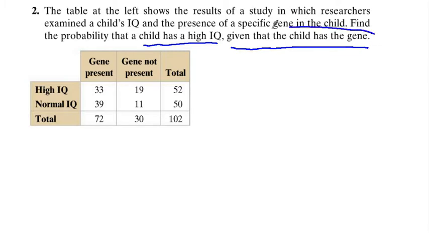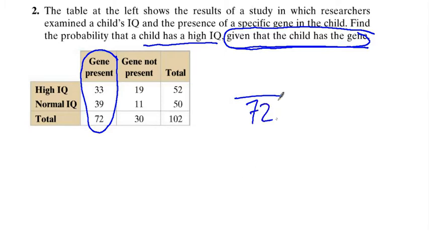So this is important. We're only going to be looking at children that have the gene, and that is this column right here. So we're only looking at those 72 children because we're given that those are the people that we're dealing with. So our probability is going to be out of 72. Whenever you're doing these problems, always start by looking at what they give you because that will narrow down the possibilities. So given that we're one of these 72, given that we're one of the children that has the gene, what's the chance that we have somebody with a high IQ? And you can see there's 33 of those people. So there's a 33 in 72 chance of that happening.